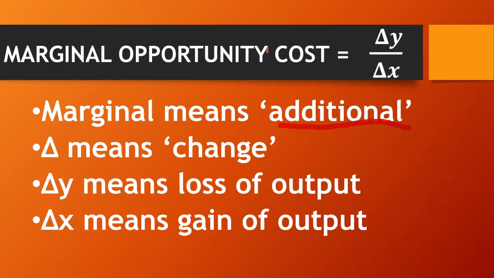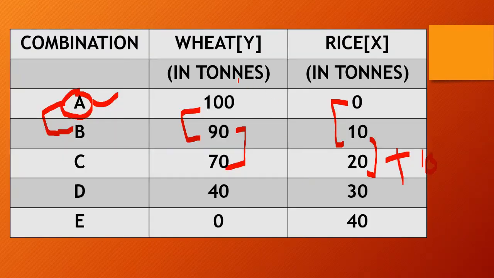The formula of marginal opportunity cost is delta y upon delta x. Here the symbol delta means change. Delta y is loss of output. See, over here we are talking about good y, and can you see the loss of output over here? It has reduced from 100 to 90, 90 to 70, 70 to 40, 40 to 0.